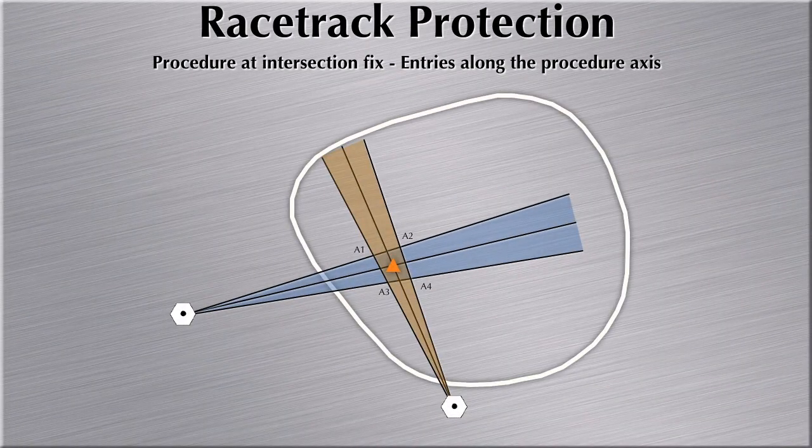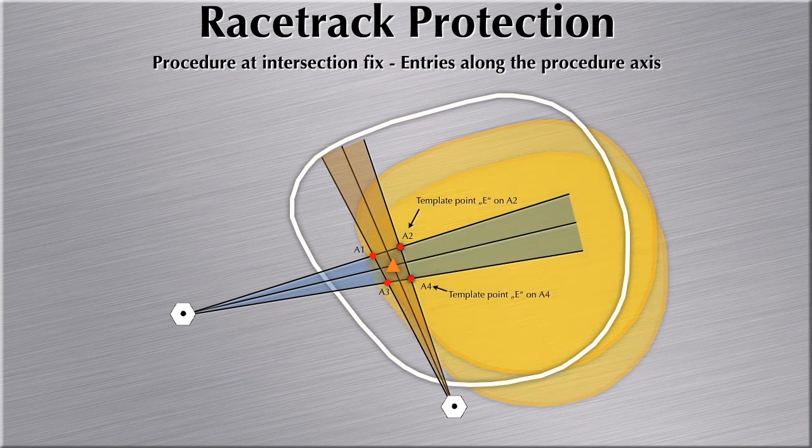When you enter along the radial that forms the inbound axis of the procedure but on the reciprocal track of the inbound course, we again need to cover for the XE and YE problems. To account for that, we take template point E again, aligned with the inbound axis of the procedure, and place it on A2 and A4. That creates an additional curve beyond the basic area.